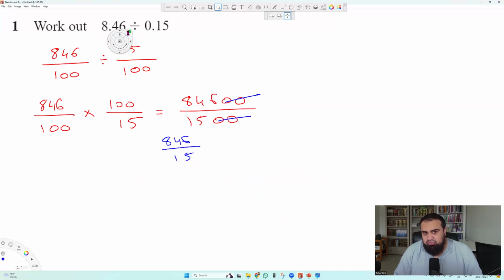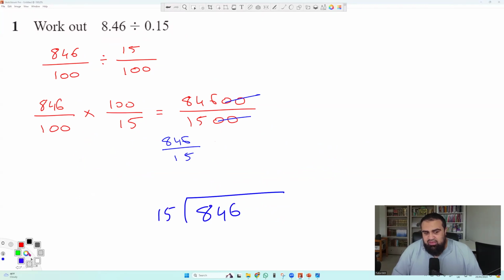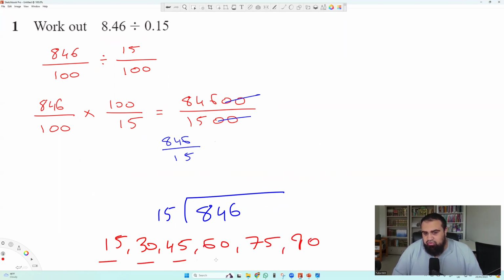How, Amal? How is it much more manageable? Well, watch this. You can use the bus stop method now. Put the 15 outside. How many 15s go into 84? Well, let's check. 15, 30, 45, 60, 75, 90. So 1, 2, 3, 4, 5 15s. What's left over? 9. So you put the 9 here.